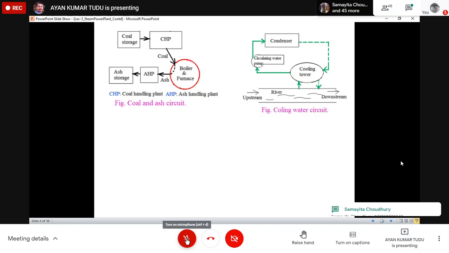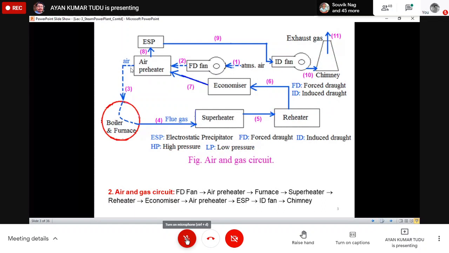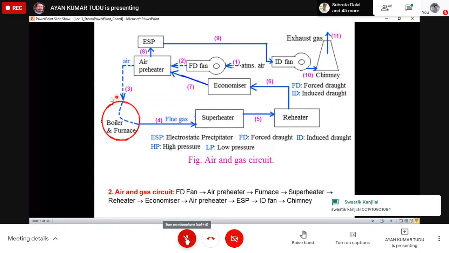What is the function of the coal handling plant? The high grade coal that will be used has to be pulverized. Pulverized means turning the coal into very fine dust. And that pulverized coal will be brought into the furnace through the use of the air that we're talking about. This air which we are seeing here will bring that pulverized coal into the furnace.